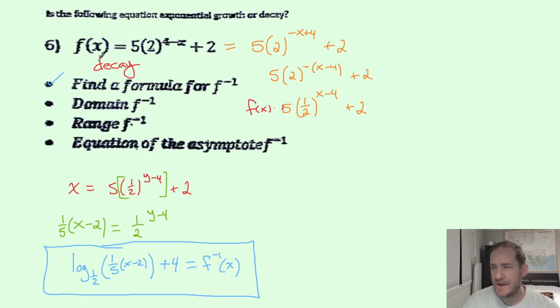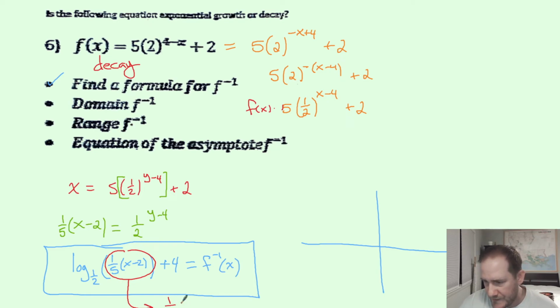Now find the domain of the inverse. Well, the inverse is a log function. So the domain is going to be dictated by the vertical asymptote. The vertical asymptote is dictated by the argument. So when will 1/5 of x minus 2 be equal to 0? At 2, of course. 2 is the 0. So 2 is where the asymptote is.